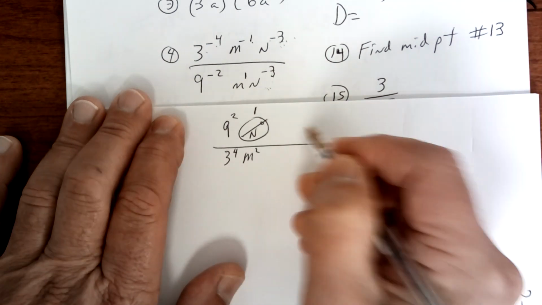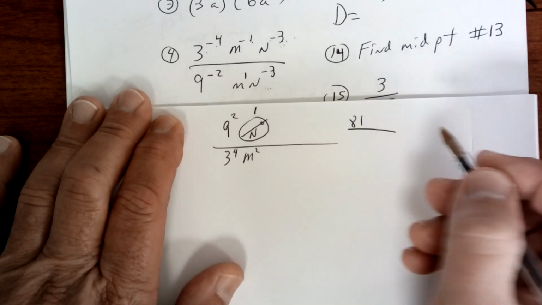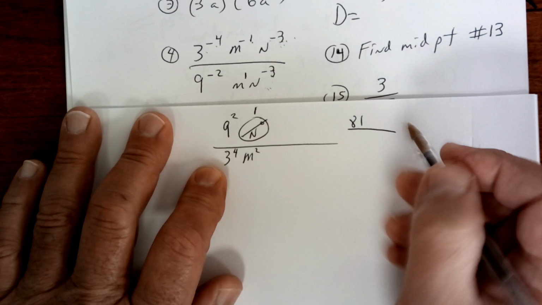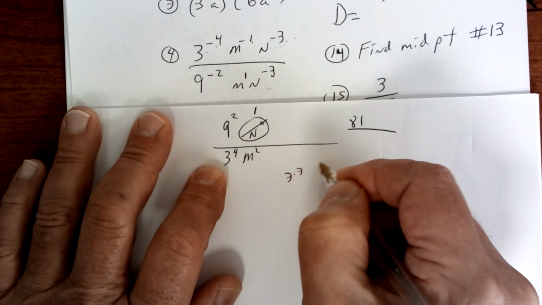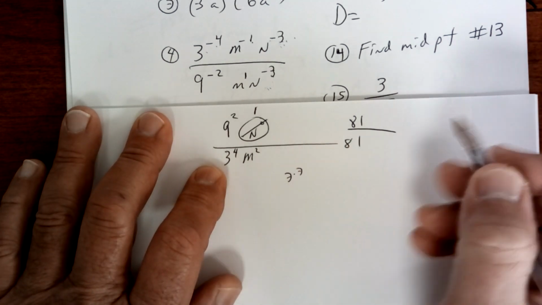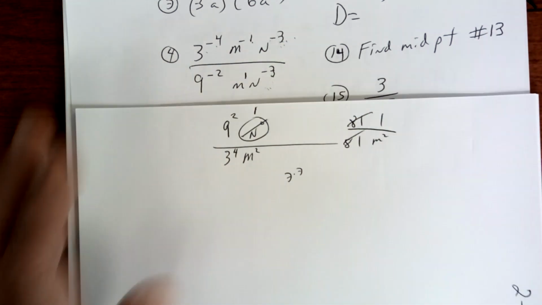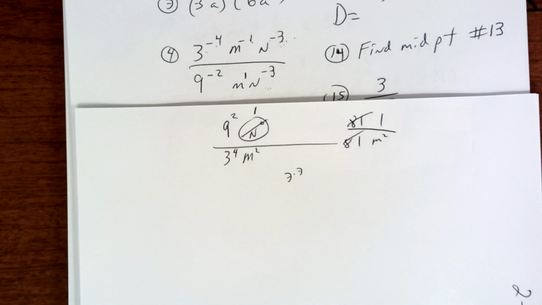So 9 times 9 is 81. 3 to the 4th power, I have no clue. 3 times 3 is 9. 9 times 3 is 27. I guess that's 81 as well. So that cancels, and I get 1 over n squared. Any questions about what I did there? Copy it down, think about it, process it in your head.